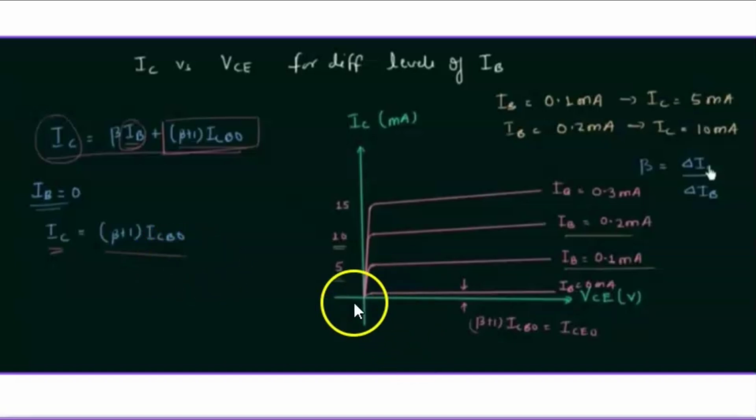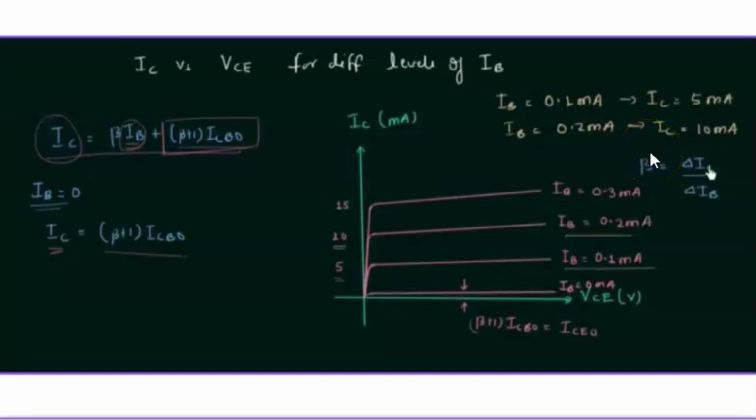तो हमने initially वही plot किया that when our IB is equal to 0 milliamperes, then our current is equal to beta plus 1 times ICBO and we can just call this whole term as ICEO. That is the reverse saturation current in case of common emitter. And as we increase our values, we can see that IB is equal to 0.1 milliamperes, we get our IC as 5 milliamperes and IB is equal to 0.2 milliamperes, we get the value of IC as 10 milliamperes.